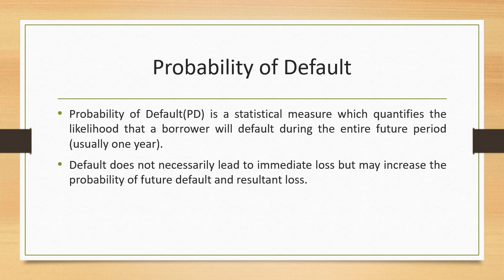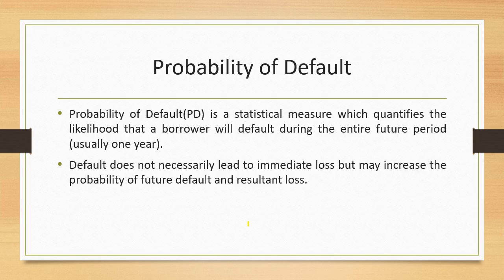So probability of default is a statistical measure which quantifies the likelihood that a borrower will default during the entire future period. That's how we look at it. But this future period, if it has to be defined, we can define it for a specific time frame, which is 1 year. So as you can see, the definition is saying very clearly what is the likelihood that a borrower will default. That's what we call probability of default.